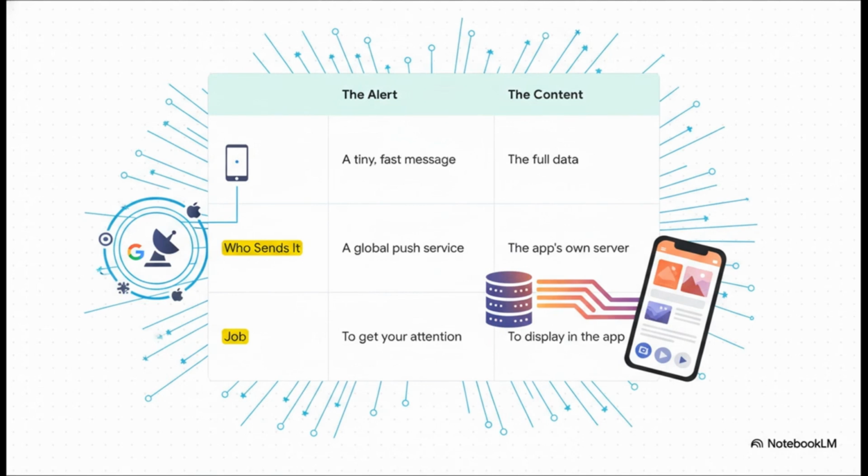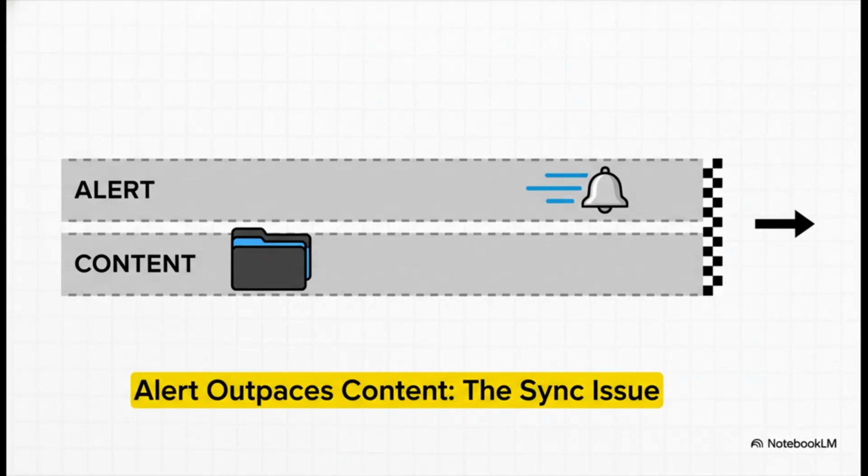And this table really shows you the difference. Look at the alert. It's just a tiny, fast message. It gets sent out by a huge global push service, think Apple or Google, and its only job is to get your attention fast. But the content, that's the real data, the whole shebang. It comes from the app's own server, and its job is to actually show up inside the app. Two different things, two different jobs. And since they're coming from two different places, they're basically in a race to your phone. And guess what? The tiny, speedy alert almost always wins. It can easily outrun the much bigger, heavier data packet that contains the actual content.